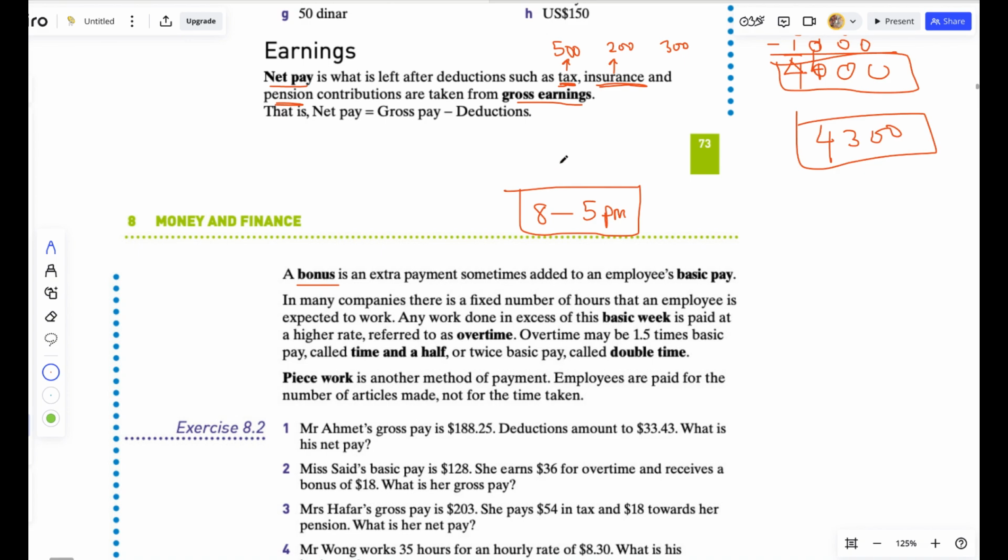But there are some companies that allow overtime, especially manufacturing companies. They allow you to have overtime, meaning you can close at 7 p.m., you can work an additional 2 hours. If you have the strength, you can add 2 hours to your work.